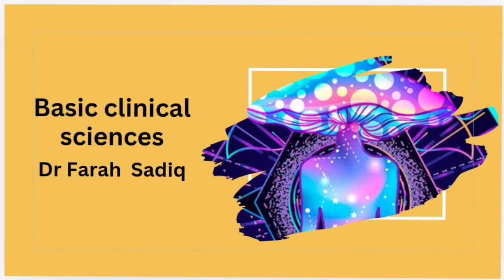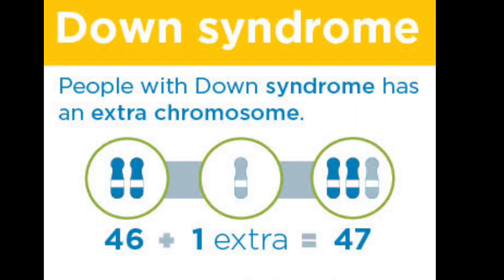Hi guys, today we will discuss some important syndromes. First of all, we will discuss Down syndrome. As we know, there are 46 chromosomes in a human being, but in Down syndrome there are 47 chromosomes. That is one extra chromosome. This one extra chromosome is in chromosome 21, so it is also called trisomy 21.